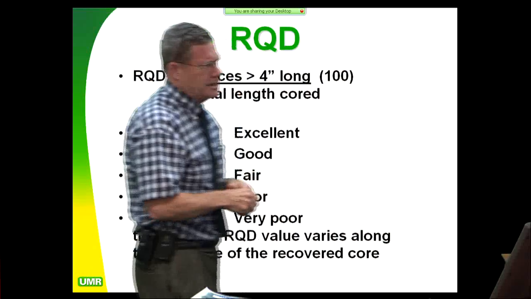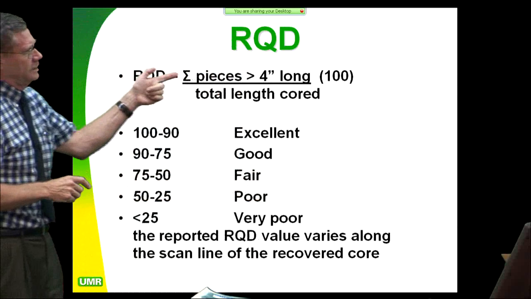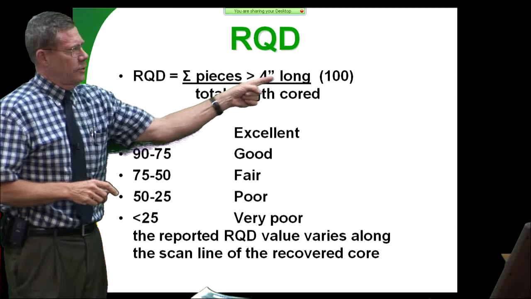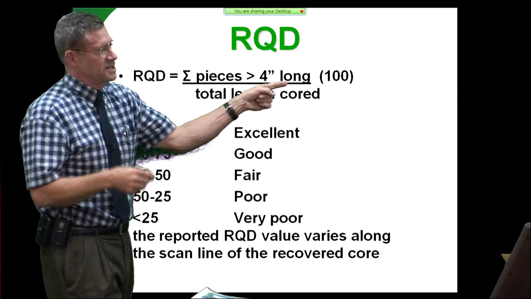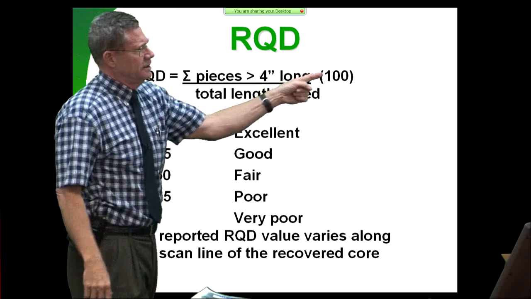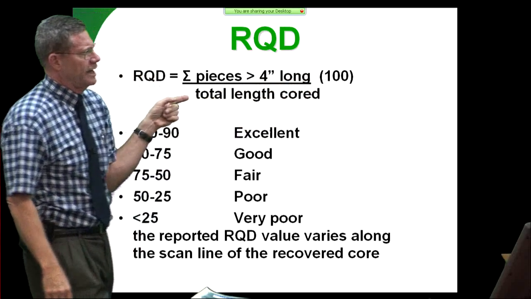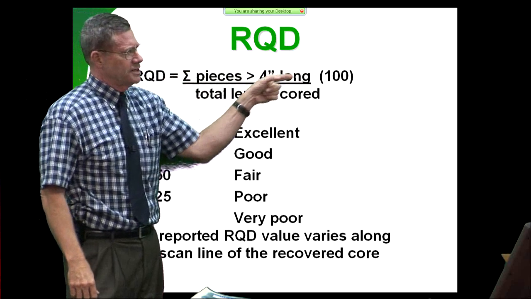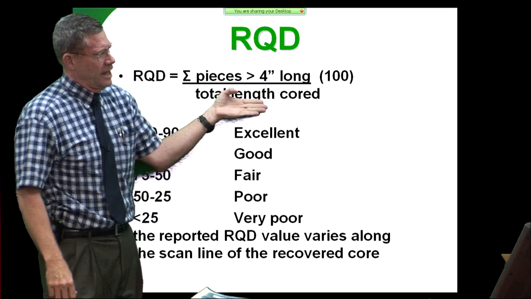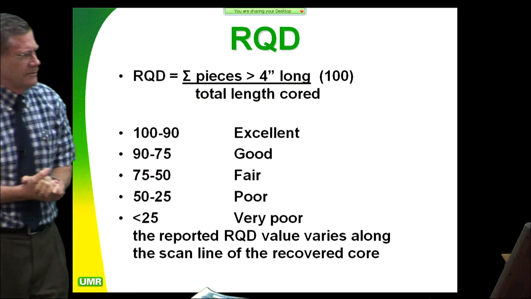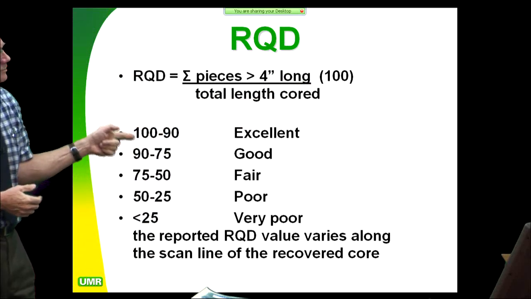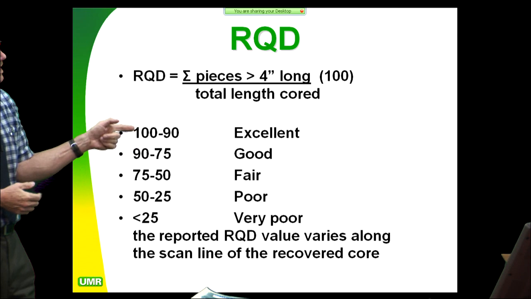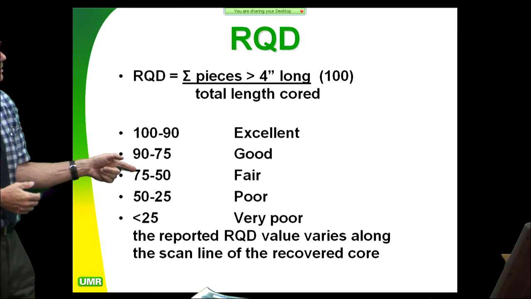So RQD is the sum of all the pieces that are greater than 4 inches long. This is after you've minused out what's missing, times 100 divided by the total length cored. So here, you're summing everything that you recovered that's more than 4 inches long, and if you got a number over 75, then you've got pretty good stuff. You got good to excellent material.